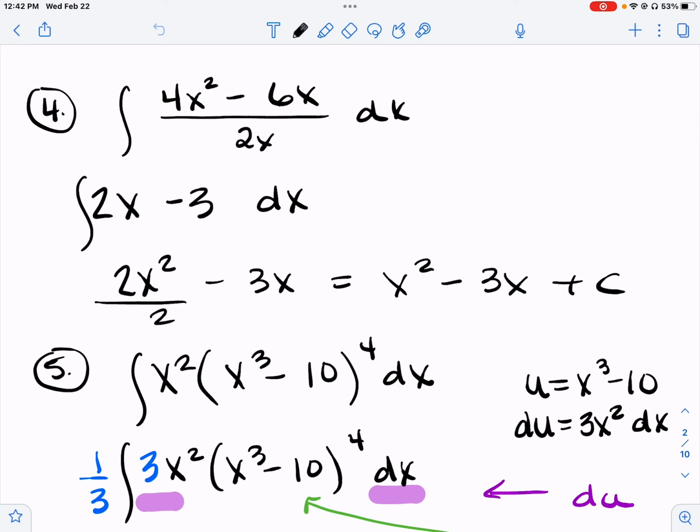Number 4, since the bottom has been divided by one thing, we're going to divide. 4x squared divided by 2x is 2x. 6x divided by 2x is 3. That's still in the integral symbol because we've just done algebra. So we get 2x^2 over 2 minus 3x. The 2x squared over 2 becomes x squared.